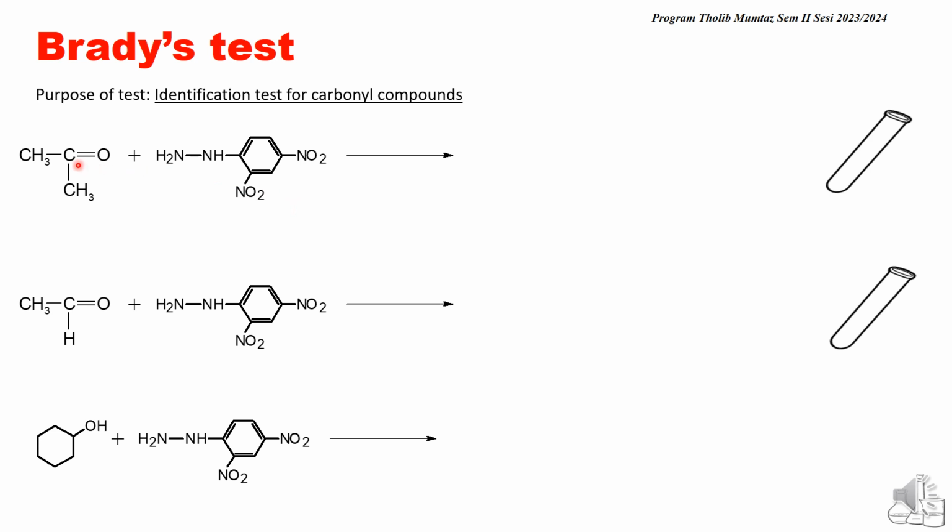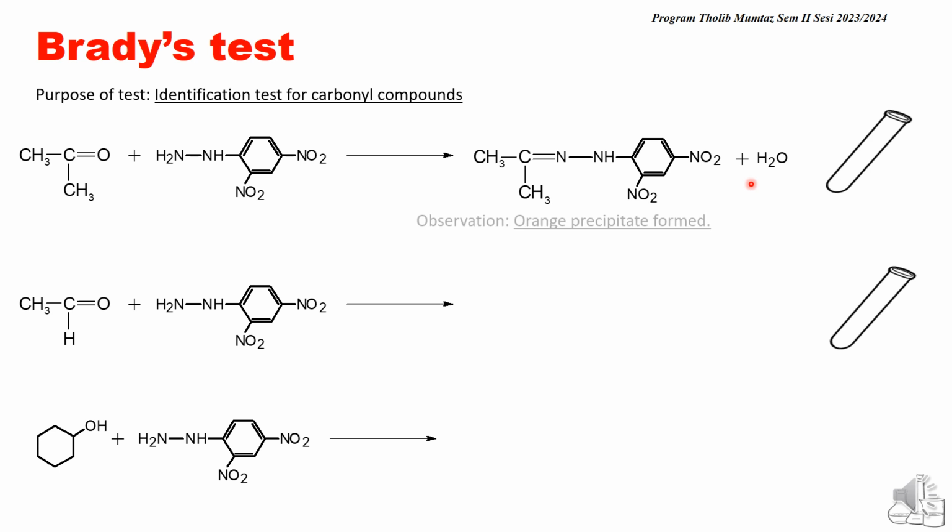2,4-dinitrophenylhydrazine. When it reacts, the O from the double bond will be attached to H2 from the N to produce the side product H2O. The remaining structure, C double bond, will be attached to the nitrogen. So this is how you draw the product. The observation for a positive Brady's test is an orange precipitate formed.